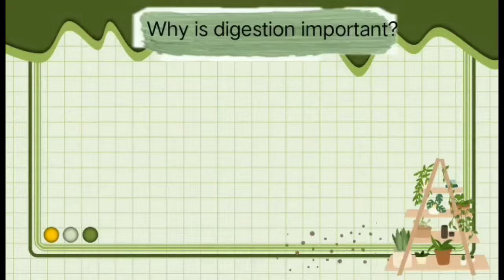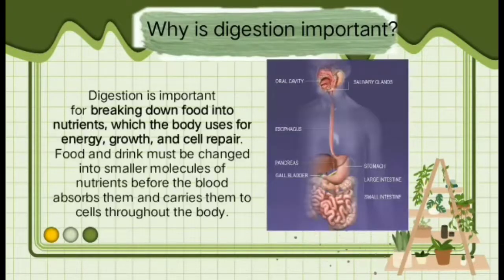Why is digestion important? Digestion is important for breaking down food into nutrients, which the body uses for energy, growth, and cell repair. Food and drink must be changed into smaller molecules of nutrients before the blood absorbs them and carries them to cells throughout the body.